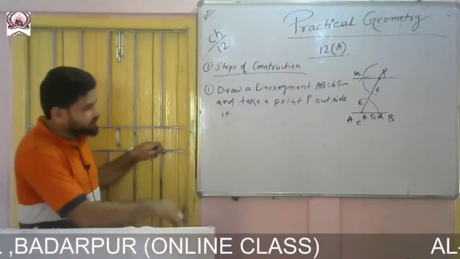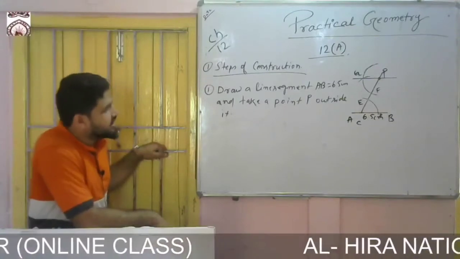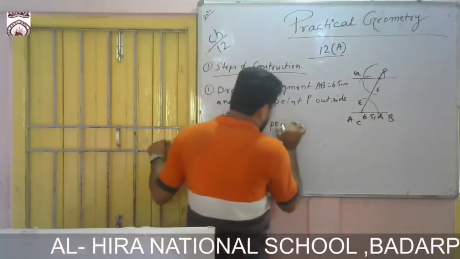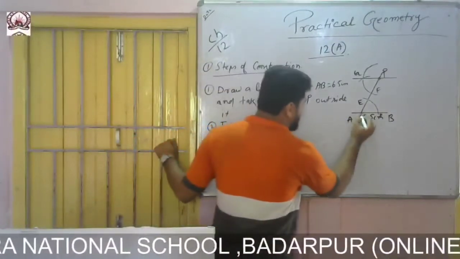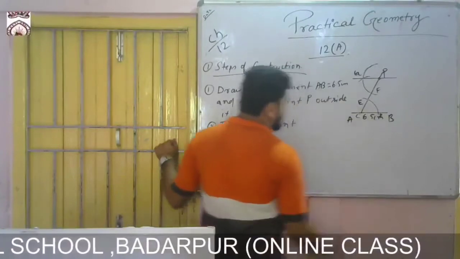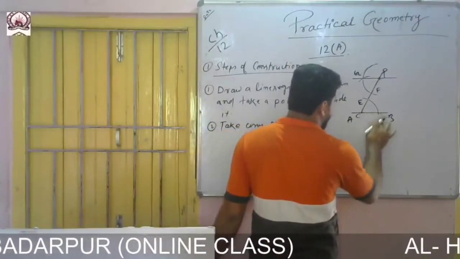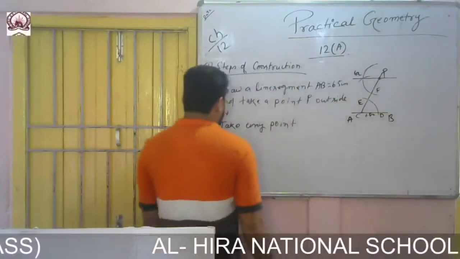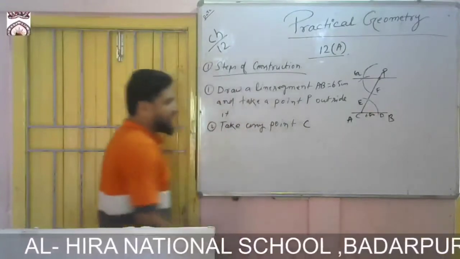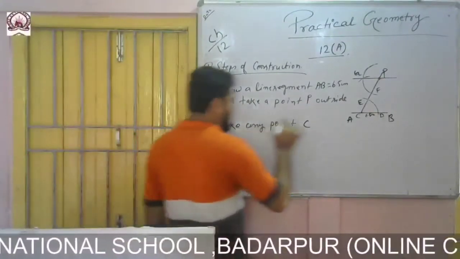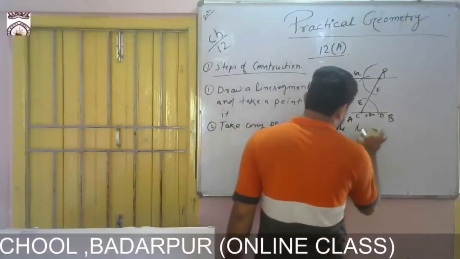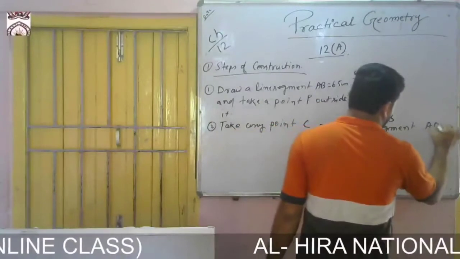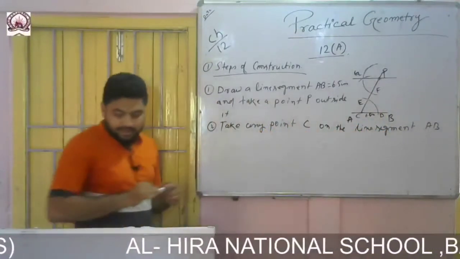Now number 2. Take any point. Suppose I have taken this portion as C. So take any point C on the line segment AB.